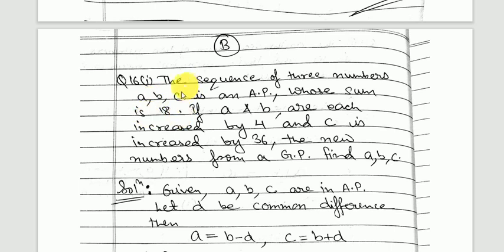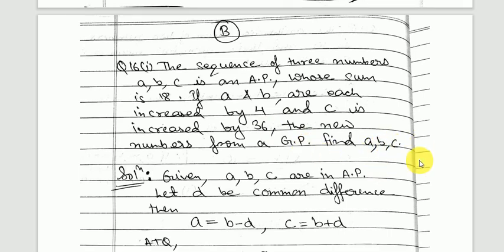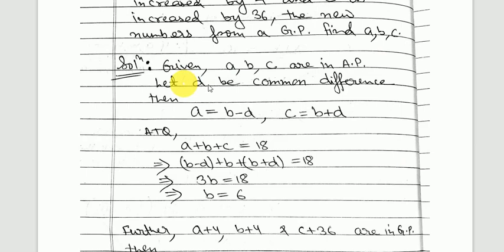That means b minus a is equal to c minus b. So they are in AP and their sum is 18. In the next case, what is happening? If a and b are increased by 4 and c is increased by 36, then the resulting numbers will be in GP. We have to find the values of a, b, c. So given a, b, c are in AP, let d be the common difference. Then a equals b minus d, and c will be b plus d.